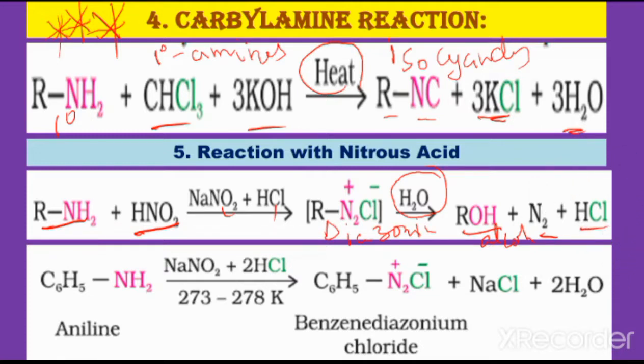Similarly, this reaction with nitrous acid also takes place with aromatic amines. When aniline is treated with sodium nitrite in the presence of hydrochloric acid at low temperature, that is 273 to 278 Kelvin, or 0 to 5 degrees Celsius, it forms benzene diazonium chloride. Now benzene diazonium chloride is an intermediate, so from this we can get a variety of products. When it undergoes hydrolysis, we get phenol. When it is treated with cuprous chloride, we get halobenzene. That way we can get different kinds of products by using this benzene diazonium chloride.